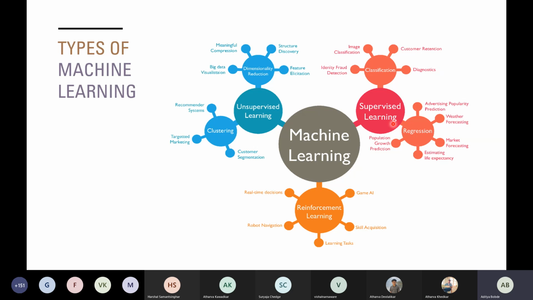Another type of supervised learning is called classification. Suppose your friend is asking whether you are coming to the trip. You have only two choices, either yes or no. So you have only two classes. That's called classification.